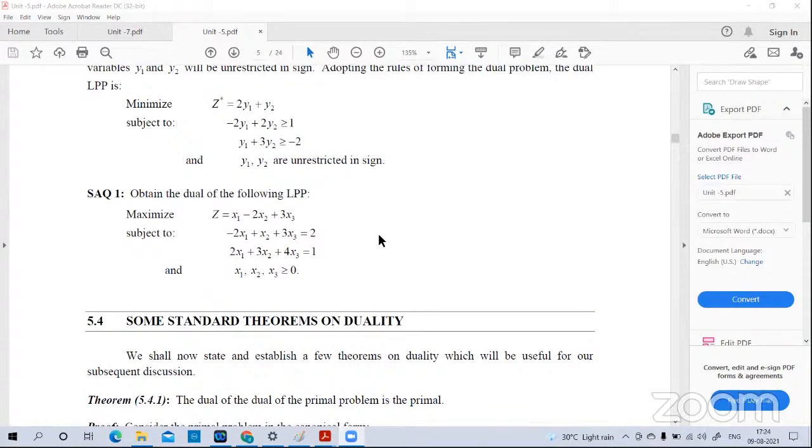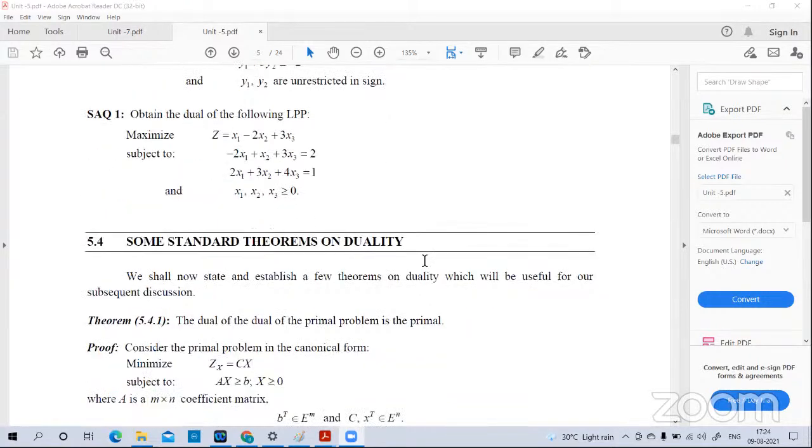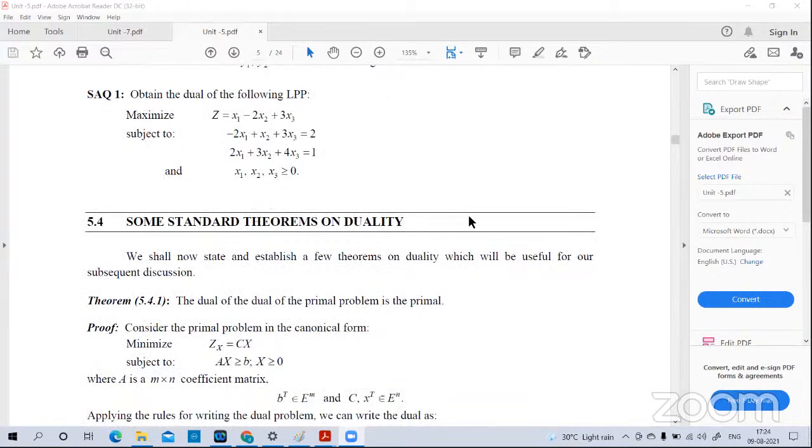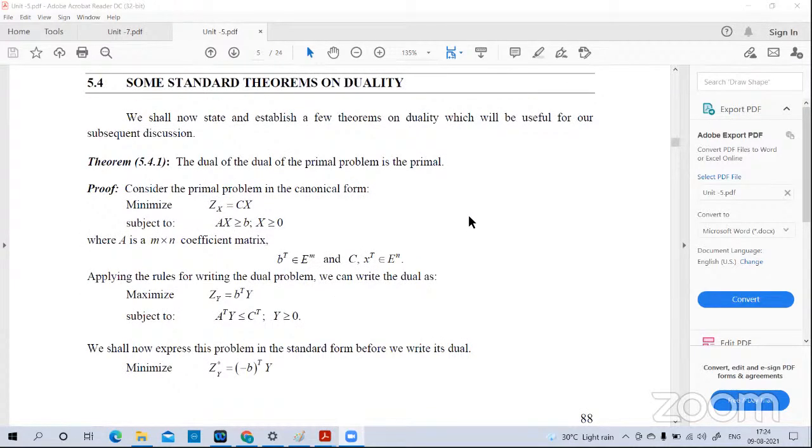Some standard theorems on duality are important. The dual of the dual problem is the primal. Here first I applied the primal problem to get the dual. Again, if I convert the dual to its dual, automatically it will be converted to the primal. So the primal problem in canonical form is minimization z equal to cx.